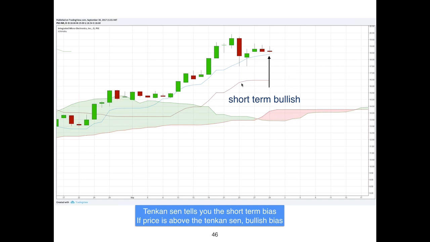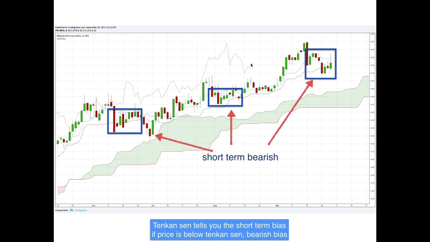So at different periods of time, this may slope up. It can move sideways. When it's time for a security to consolidate, you would find that the Tankenson starts to flatten out. If it's on an uptrend, it is sloped upwards. If it is consolidating, it is moving sideways.